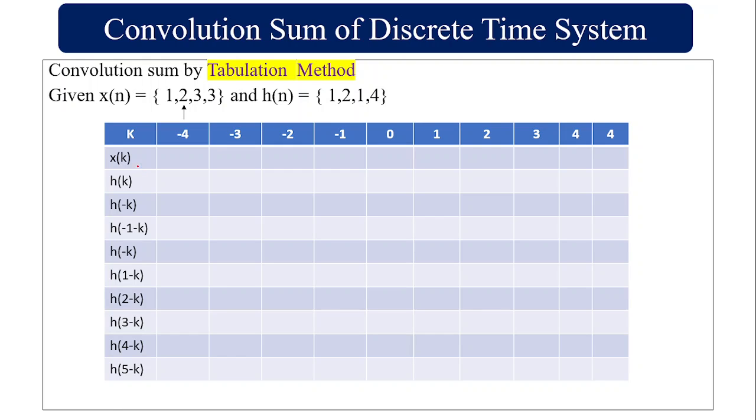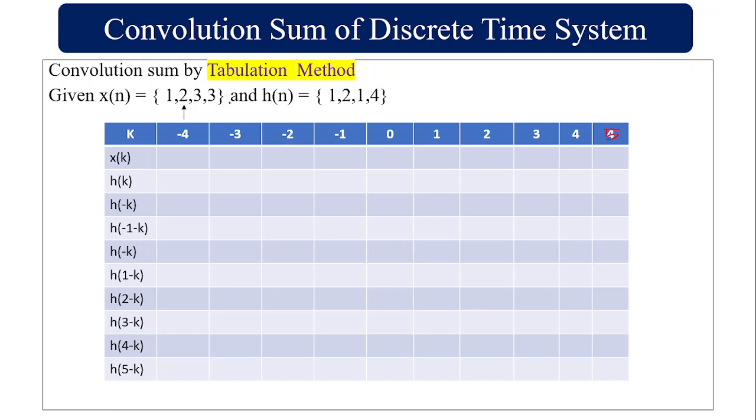So you have to find your x of k, h of k, then h of minus k, then we'll start from, you have to find the value of y of -1 to y of 5. So I'll be taking from h of -1 to h of 5. So h of -1 minus k, h of minus k, 0 minus k, 1 minus k, 2 minus k, 3 minus k, 4 minus k, and 5 minus k. So now I'll be plotting this value. Right? Okay, so now I'm just placing the value of x of k.